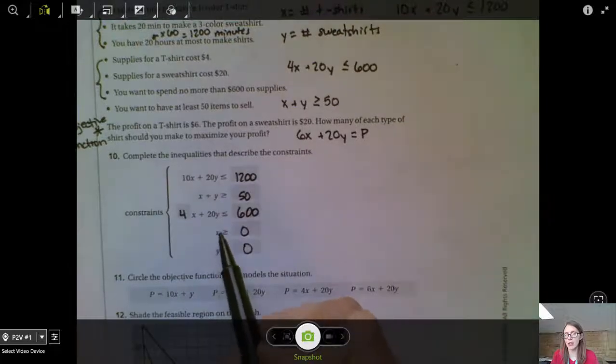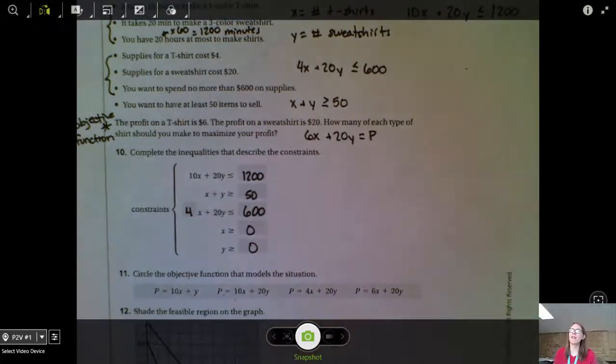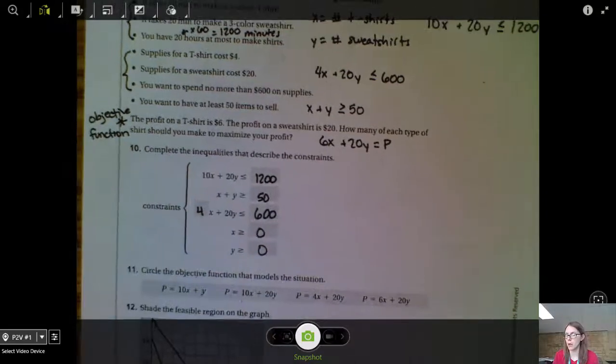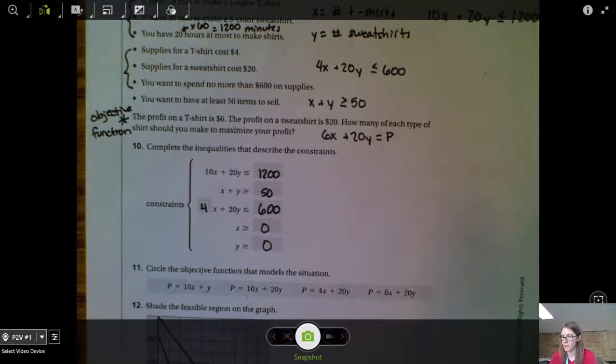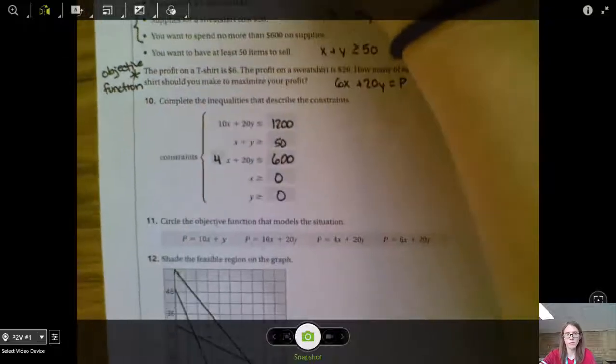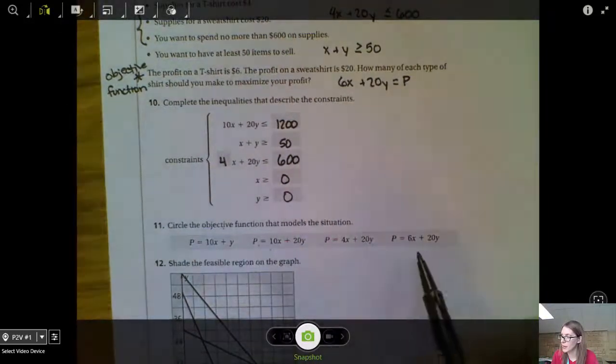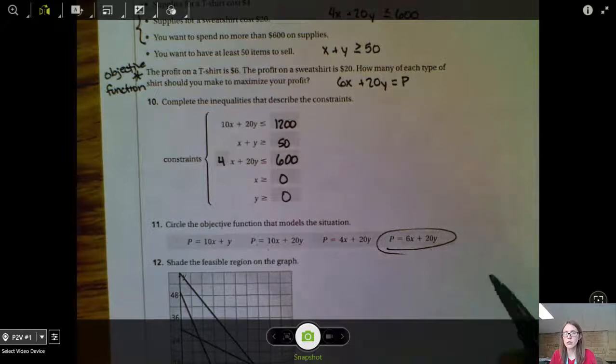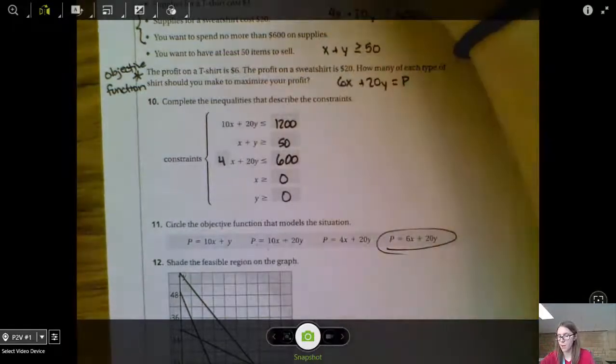So always try to keep these in mind too. Can I have a negative number? Does it make sense to have a negative? If not, there we go. We need to have those greater than or equal to zeros. And then our objective function we said was 6x plus 20y. So again, we already figured all of this out, but there we go.